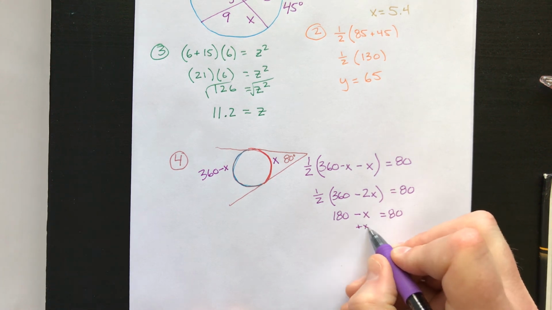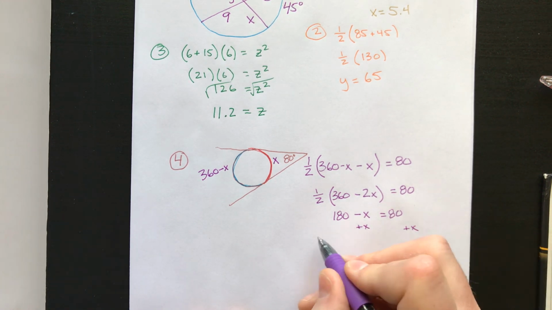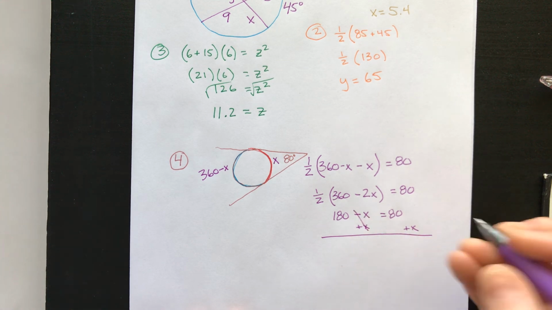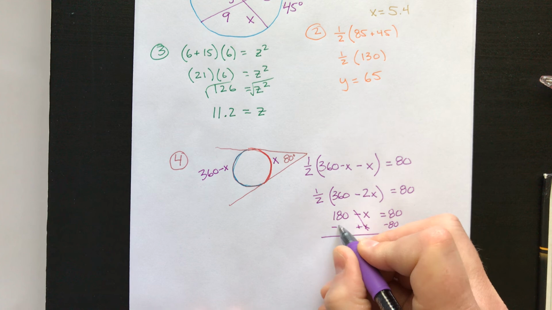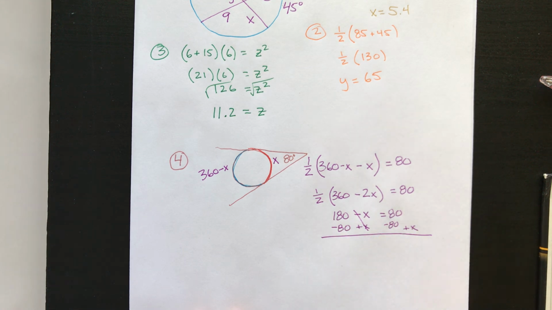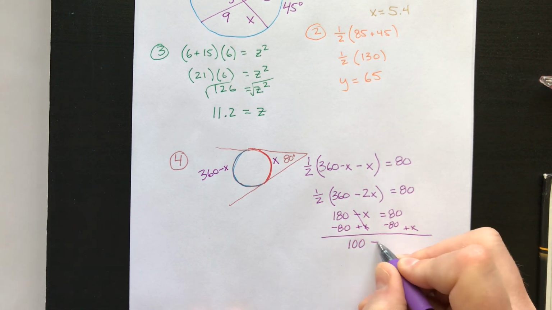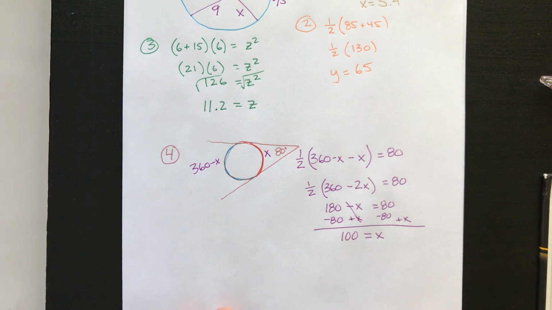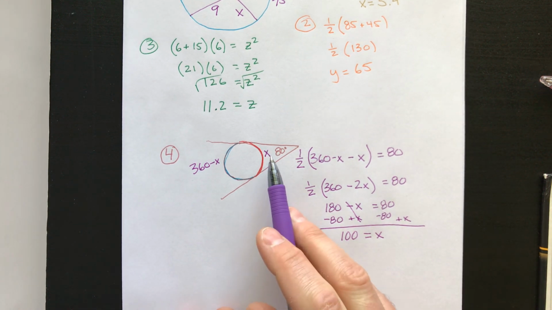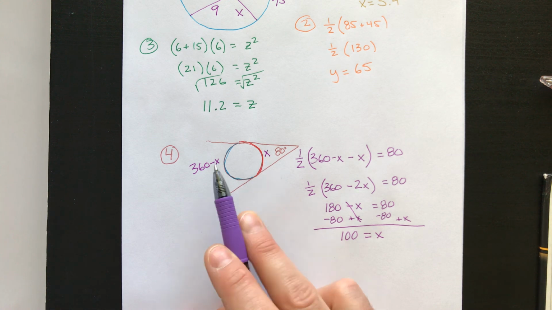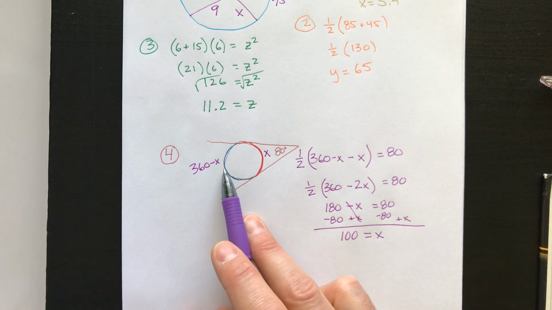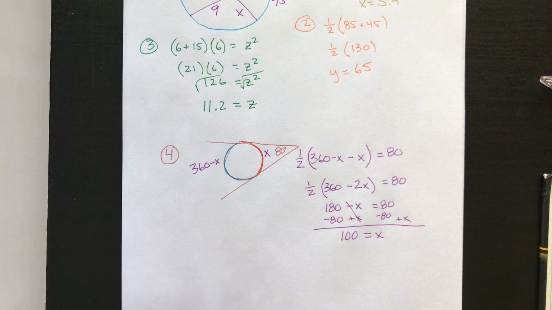So I'm going to add x to both sides. I don't want it to be negative. And I'm going to subtract 80. All right, so we have 100 is equal to x. So if this arc here is x, I know the red arc is 100, which means the blue arc over here is 260. All right.